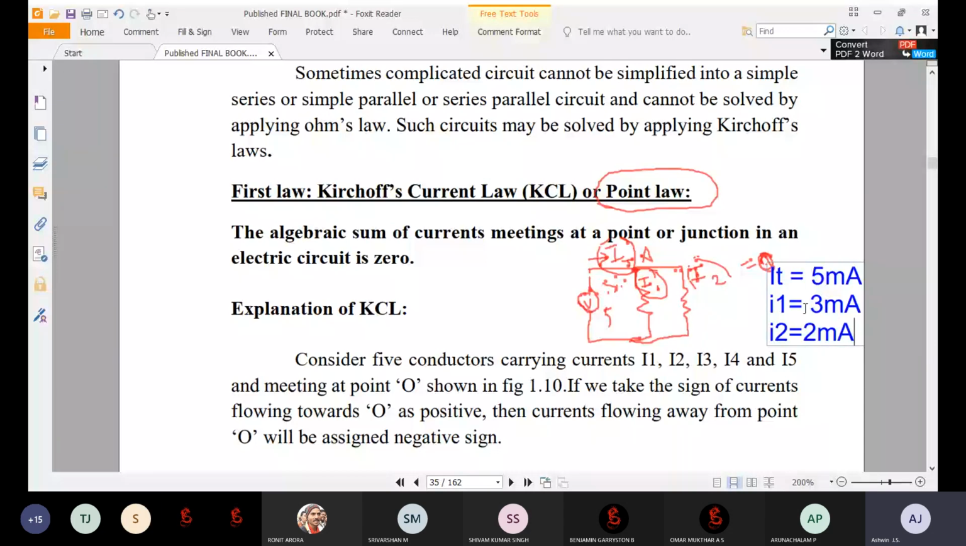IT is coming towards the junction, so I consider the total current IT as positive. I1 and I2 are leaving away from the junction, so I consider them as negative, because they are moving in another direction. Now if you sum everything, what will be your resultant value? Plus 5 minus 3 minus 2 equals 0. That is your first law.